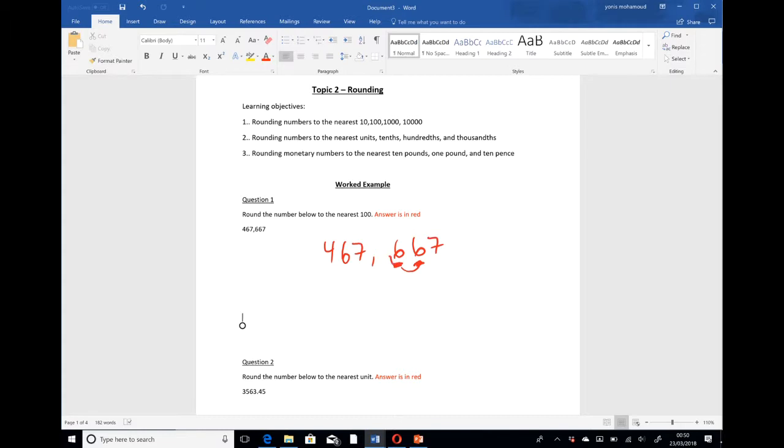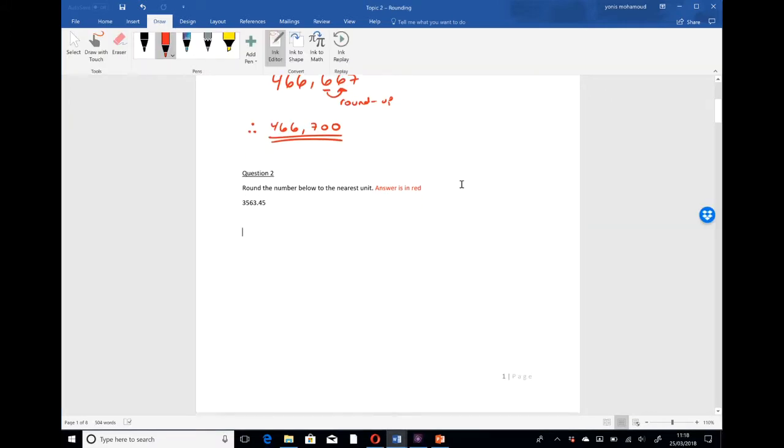So this number is obviously 5 and above. So that means the number in the hundreds place will be rounded up, and then all the numbers after it will be turned into zeros, and all the numbers before it will be kept the same. So when you round the number 467,667 to the nearest hundred, your final answer will be 467,700.